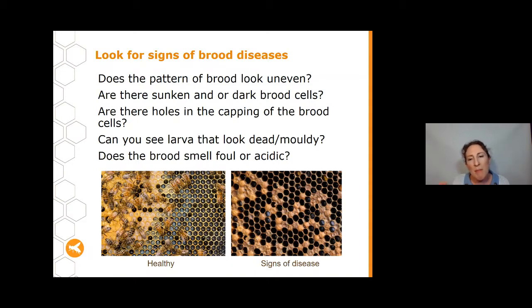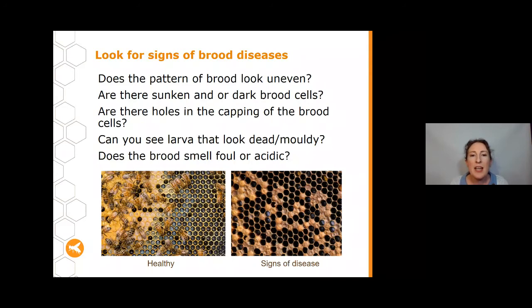So grab a matchstick or a similar size stick and gently push the wax away from the edges so you can have a good look at the larvae inside the cell and see if they look healthy. A healthy larva should be lying on its side, as you can see on the left-hand side, and it should be pearly white with a little orangey or yellowy coloured gut line. If your larva looks dead, shrunken, mouldy, or like it's in a sac, these are all signs that you might have a disease and you should look a little closer.